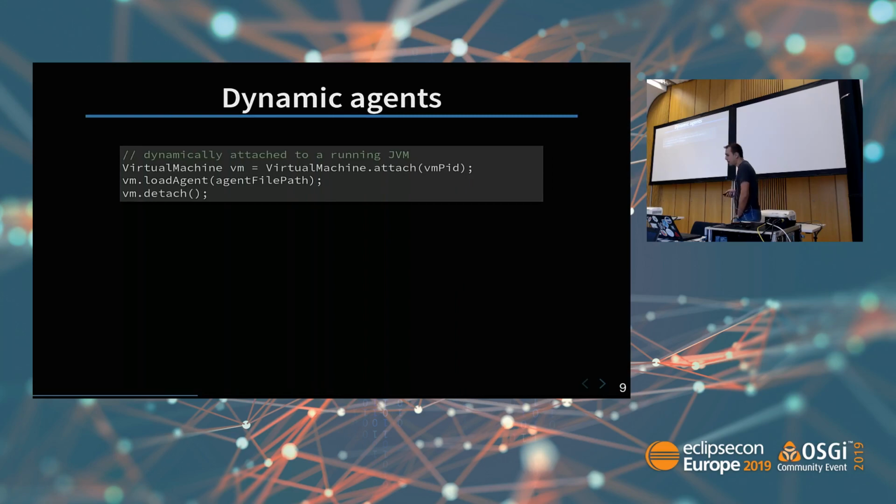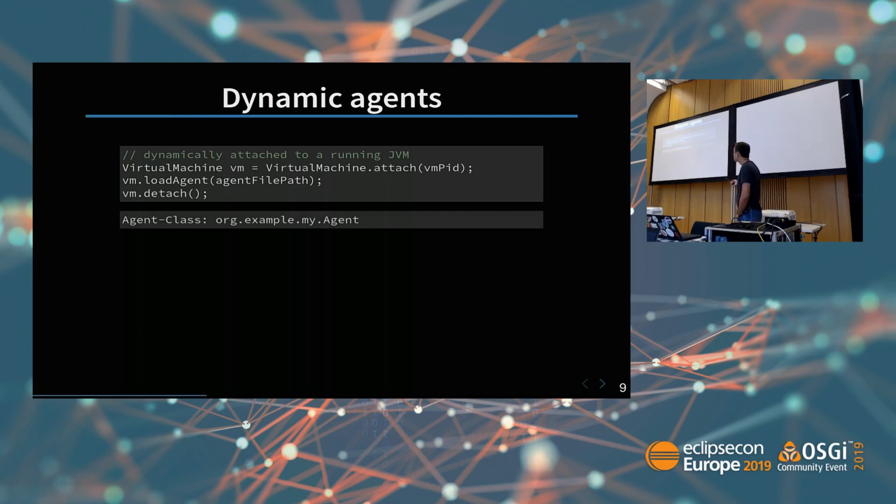Then you have dynamic agents, and by contrast, you load these into a running JVM. So there is some Java code you need to run, and say, hey, attach to a running virtual machine. You need to give it the process identifier, you give it the path on disk to the agent, and well, it's loaded, and then you detach for cleanup.